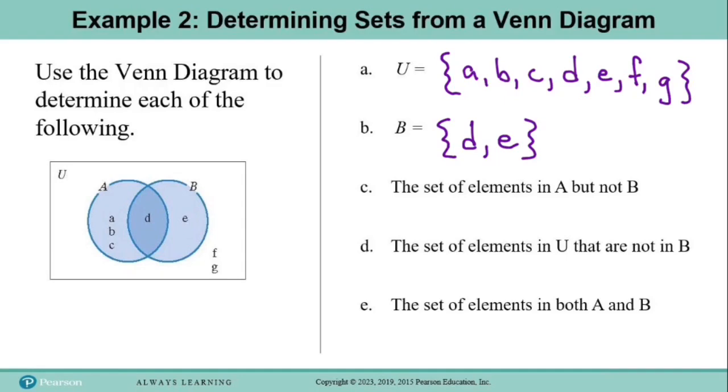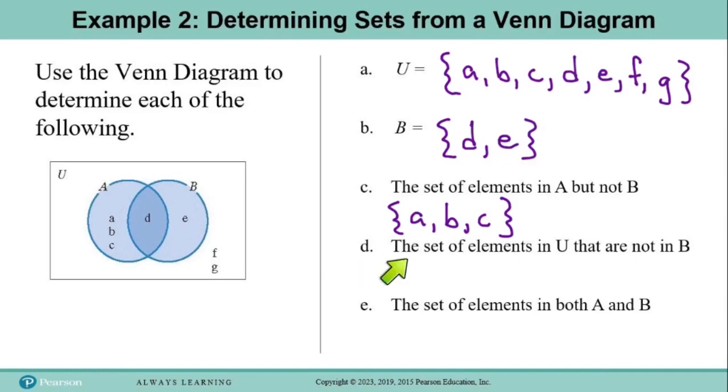Part C asks us to list the set of elements that are in A but not in B. Okay, so the set of tells us that we need to list these in curly braces, and we want the elements that are in A but not in B. Okay, so look at set A. The element D is in set A, but it is also in set B, so we don't want to list that one. So we only want to list the A, the B, and the C.